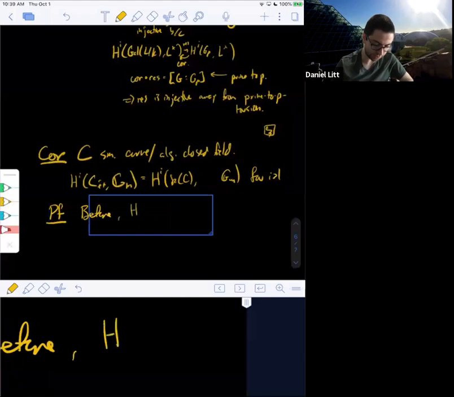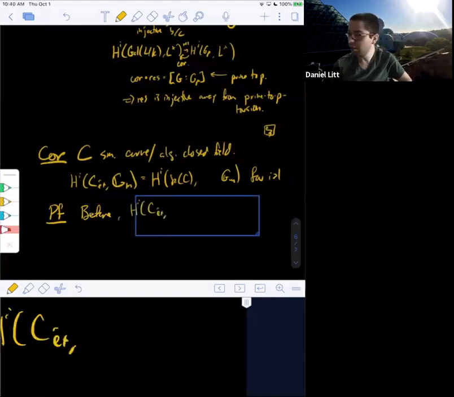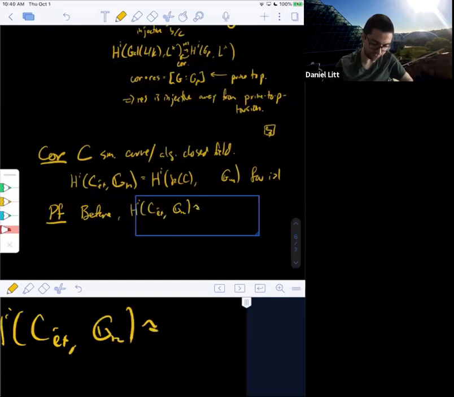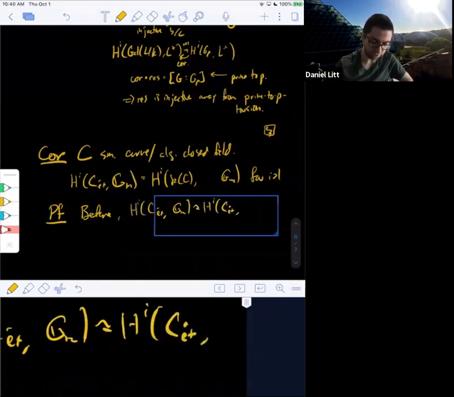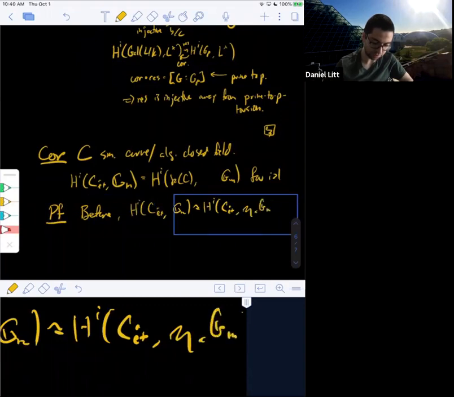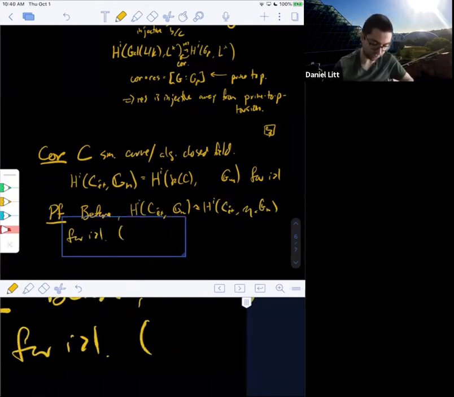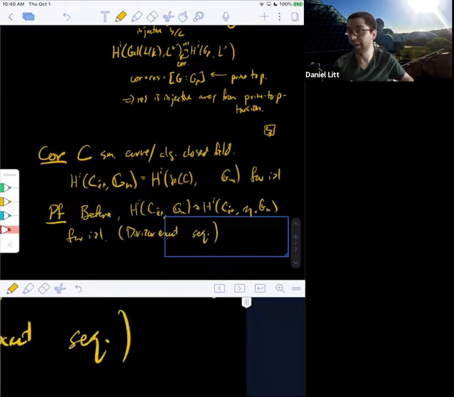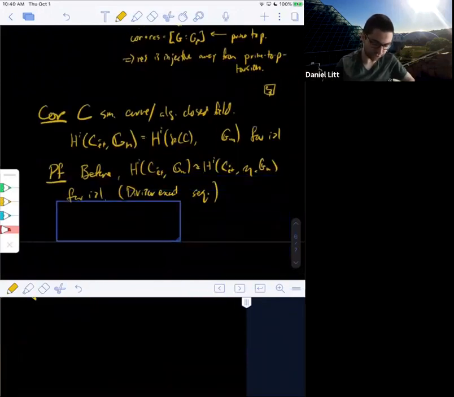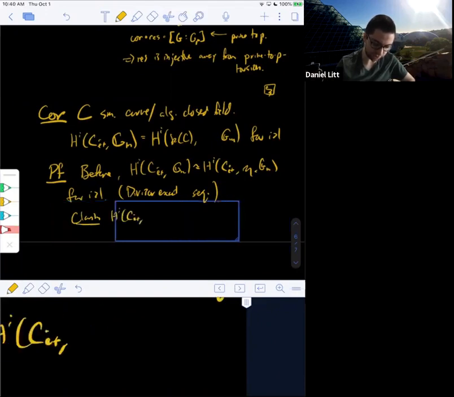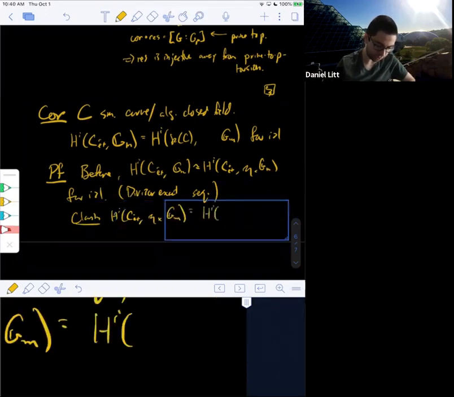Before we showed that H^i_C étale of G_m is isomorphic to H^i_C étale of eta star G_m for i bigger than 1. And that was just from the divisor exact sequence. So this boiled down to some vanishing for the sheaf of divisors. So now I claim, so the claim is actually that H^i_C étale with coefficients in eta star G_m is isomorphic to H^i of K of C with coefficients in G_m.